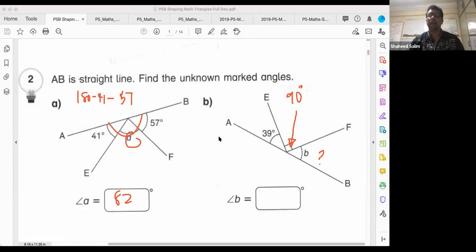Now down here, 180, you minus 39, minus 90, you get 51. Shafia, you know how to do, can you use calculator, Shafia? This whole thing, Shafia, is 180 degrees. Minus 39, minus 90, will get 51 degrees. You must know this, otherwise later on you'll be stuck.